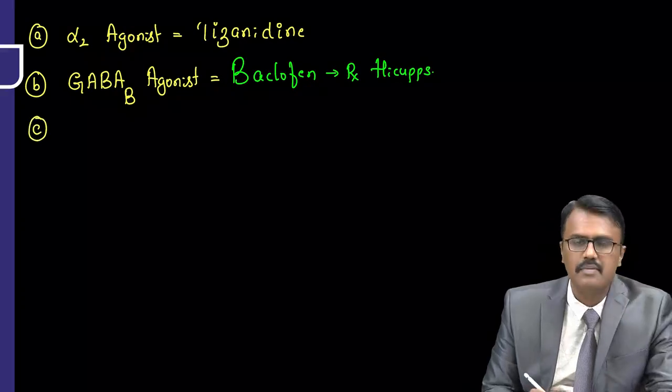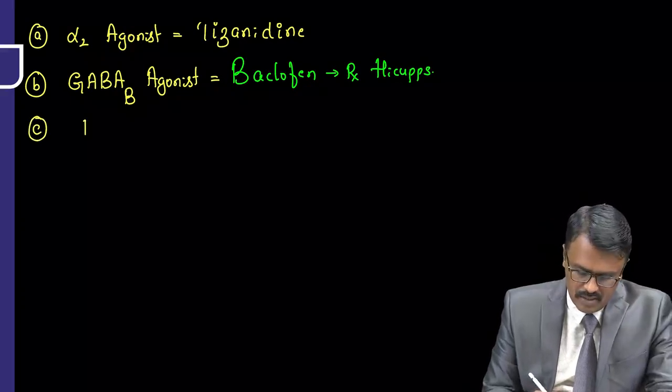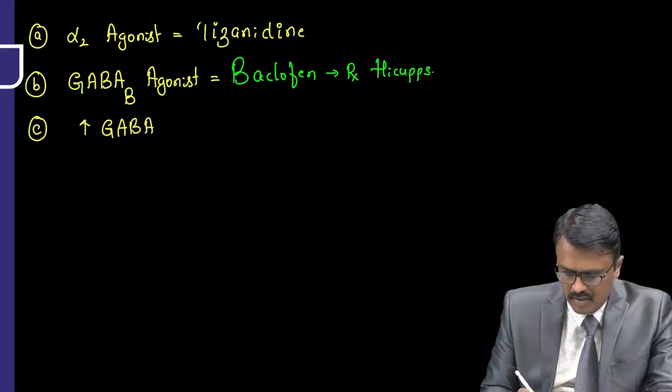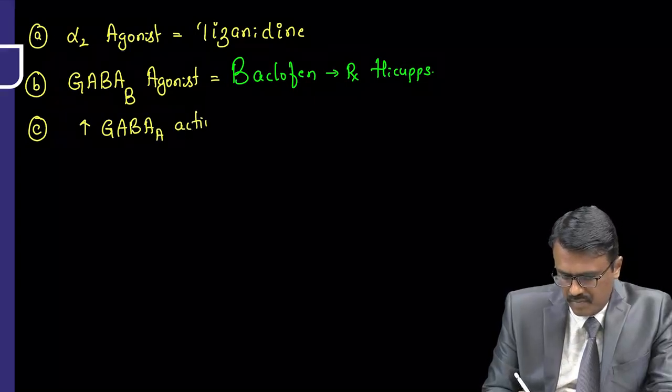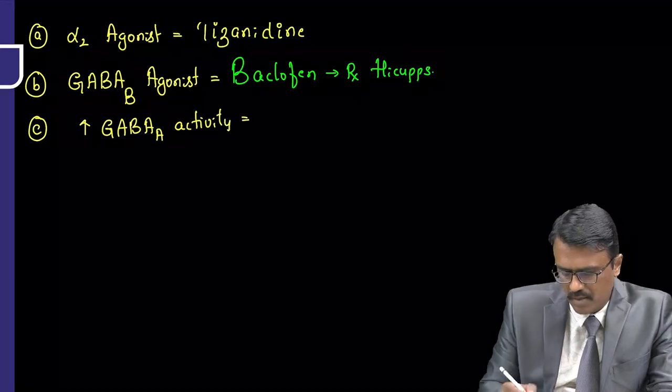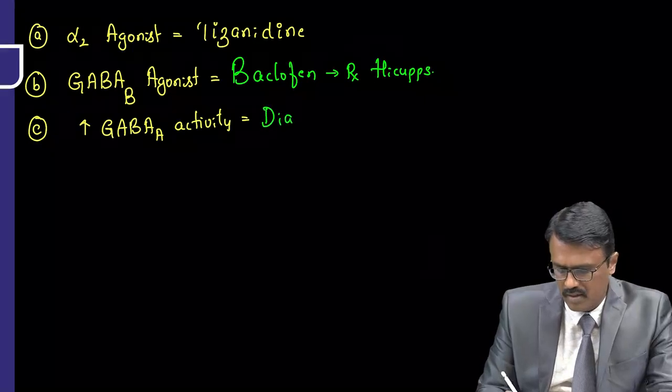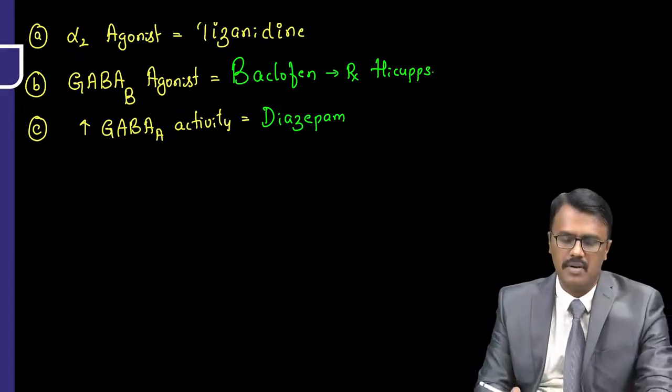Then another, the drugs which increase GABA activity, particularly the GABA A activity. Yes, you know these drugs. Come on. They are nothing but benzodiazepines, particularly the drug diazepam, which is commonly used because they have muscle relaxant property.